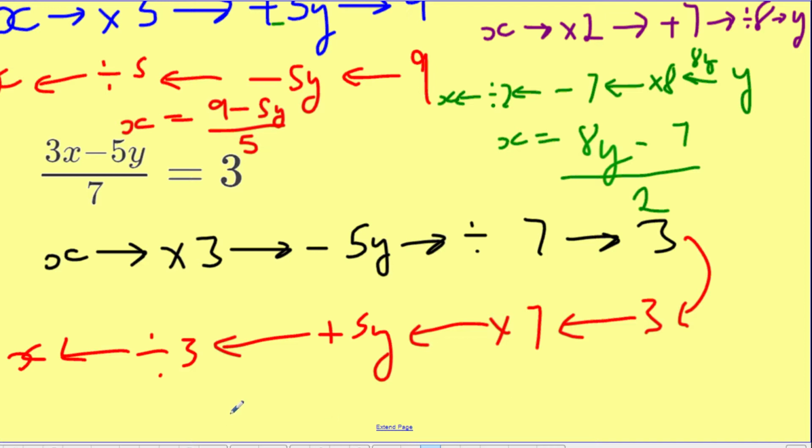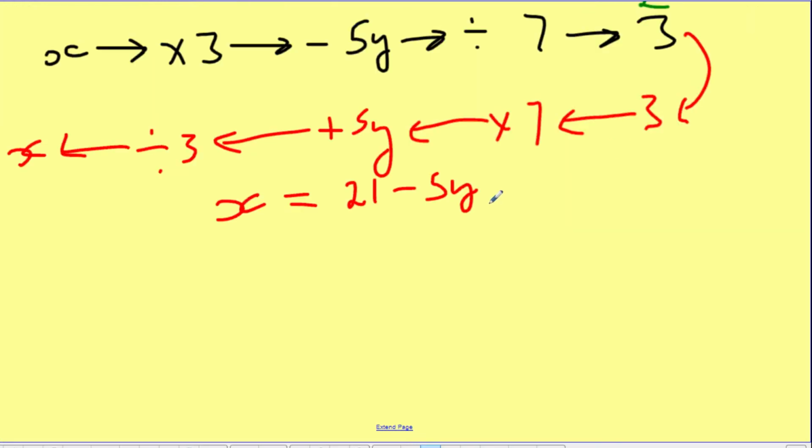Okay, so my final answer here is going to be x equals 3 times 7, like we did before. We're just going to times that automatically. So that's 21. Take away 5y, and then divide by 3. Okay, so that's rearranging.